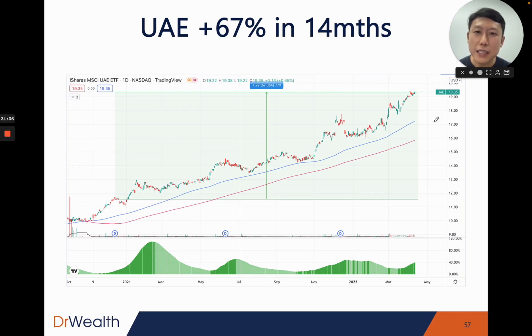So this UAE ETF is up 67% because they are an oil exporter and oil is doing well. And that's an index itself, right? 67% return in over 14 months, right? We are not talking about a single stock, it's an index. So that's a tremendous performance. And it's still in the trade. Just ride the trend as long as we can, okay?